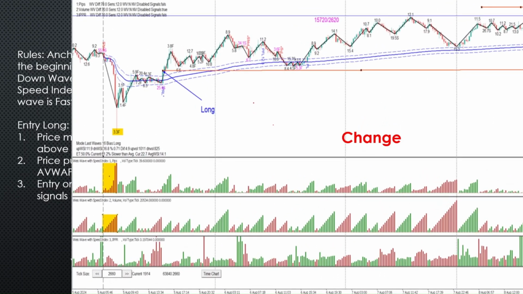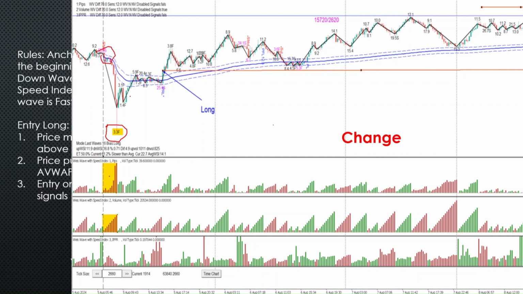I need to identify a very fast down wave. How do I identify that? Well, speed index is telling me this. This 3.3 with the F means fast, okay? So what do I do? Then I anchor my AVWAP line right at the beginning of this fast down wave, right here. This is where I anchor.